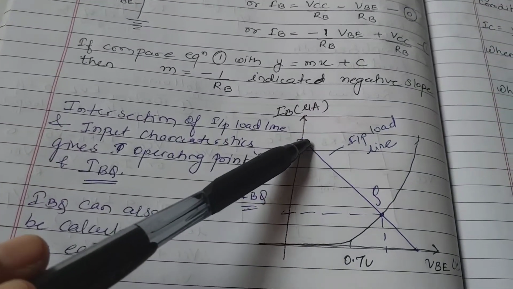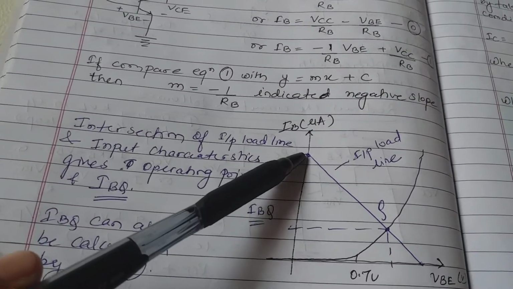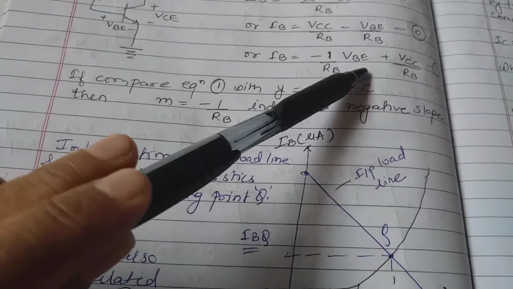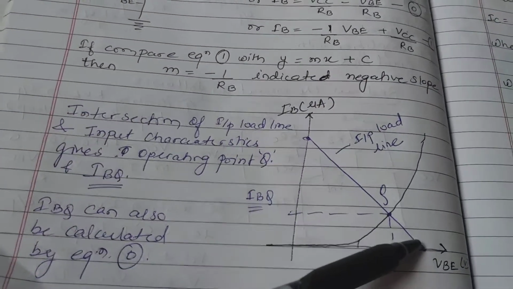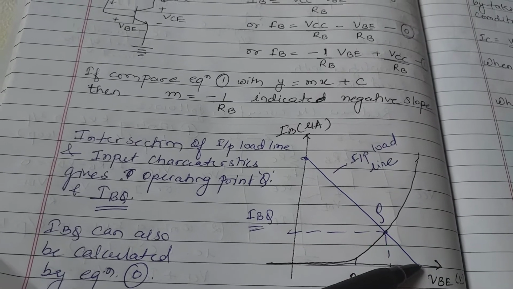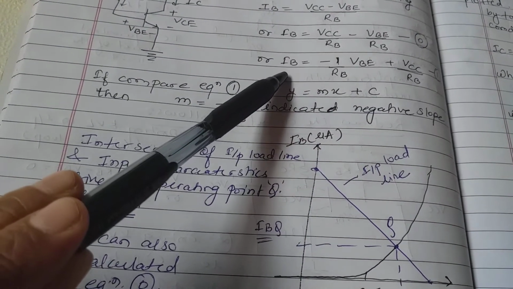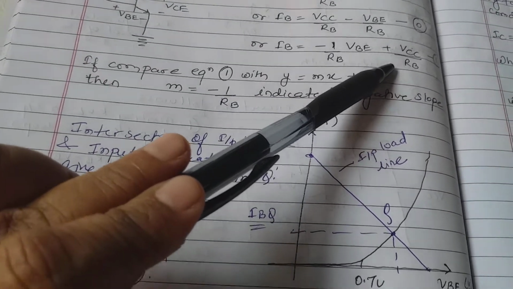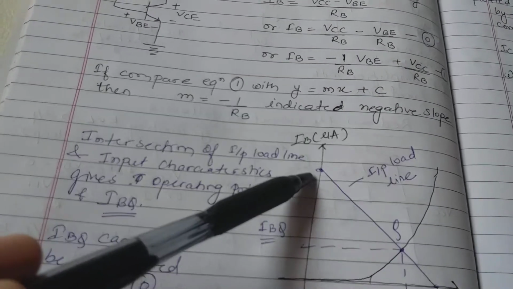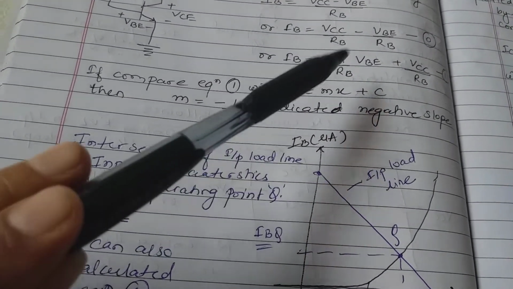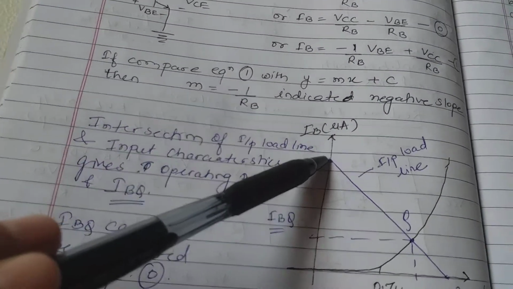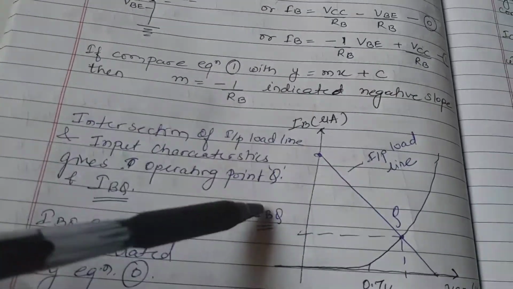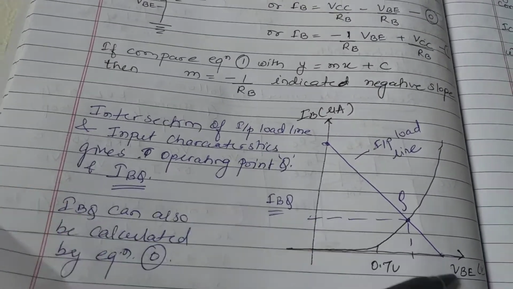Now you can see this load line is plotted for the extreme conditions. We got the extreme conditions from the same equation by keeping IB equal to 0 and VBE equal to 0 correspondingly. If we put IB equal to 0, we get VBE equal to VCC. Similarly, keeping VBE equal to 0, we get IB equal to VCC upon RB. So similarly, we can plot the load line.